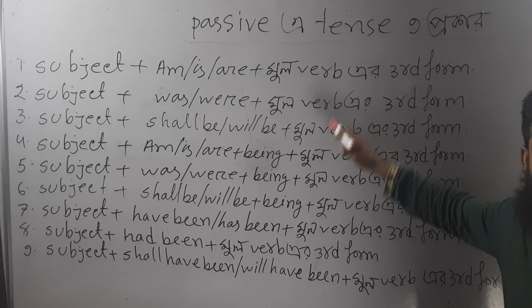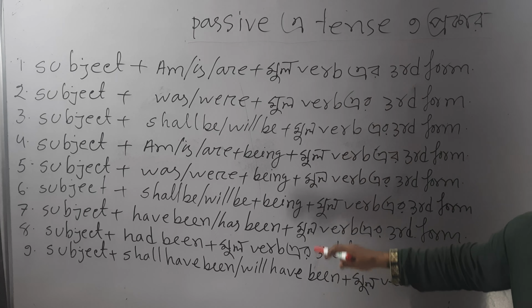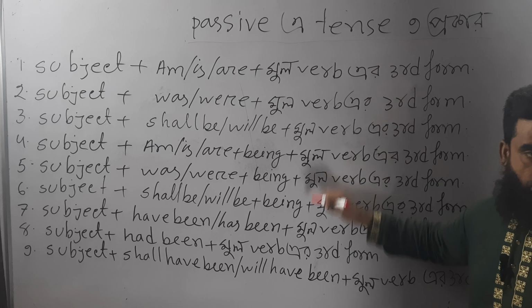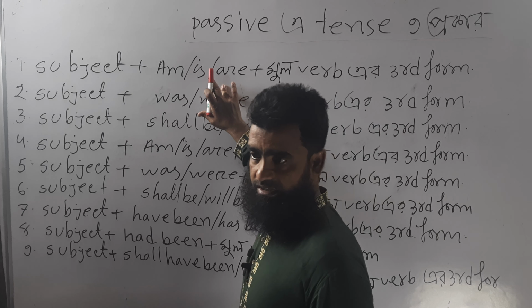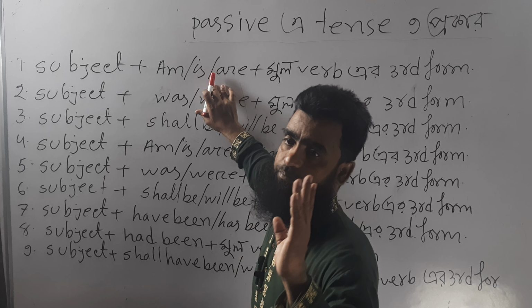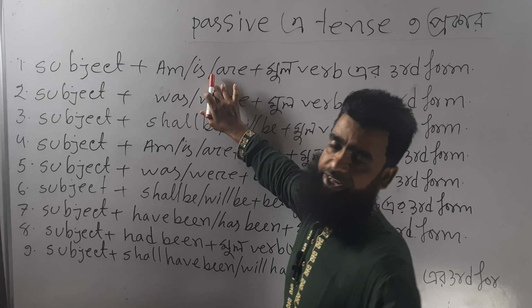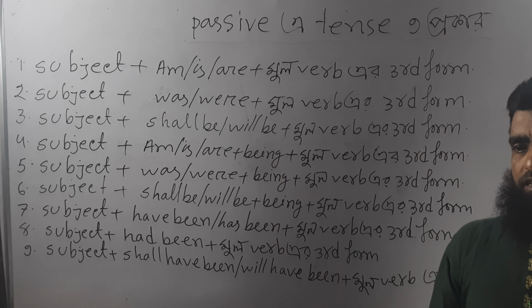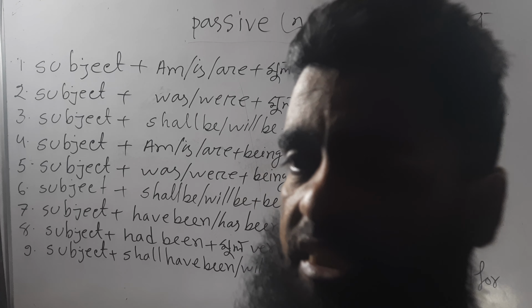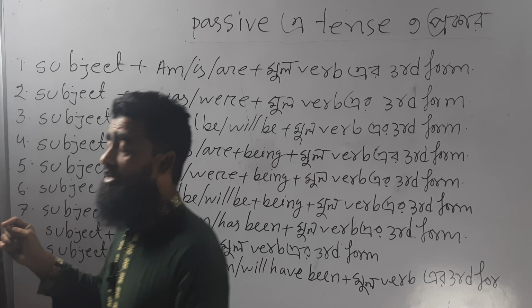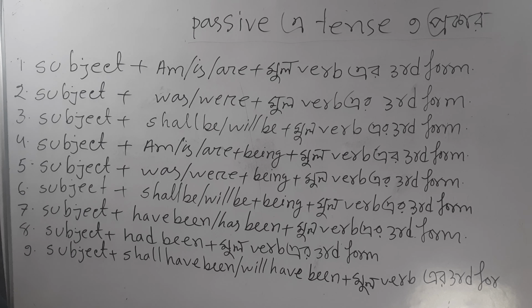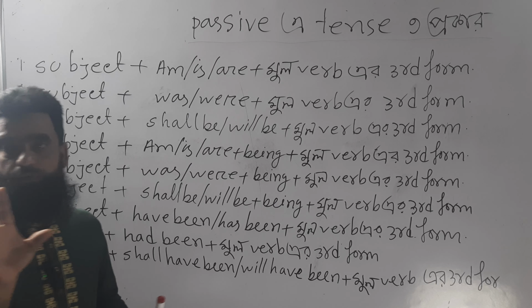In every tense we have to use the third form of the verb. And number 2, we have to use an auxiliary verb in every sentence. For example, there is no auxiliary verb in the future indefinite, present indefinite or past indefinite in the active voice. Understand? Yes, sir. So we have to learn.